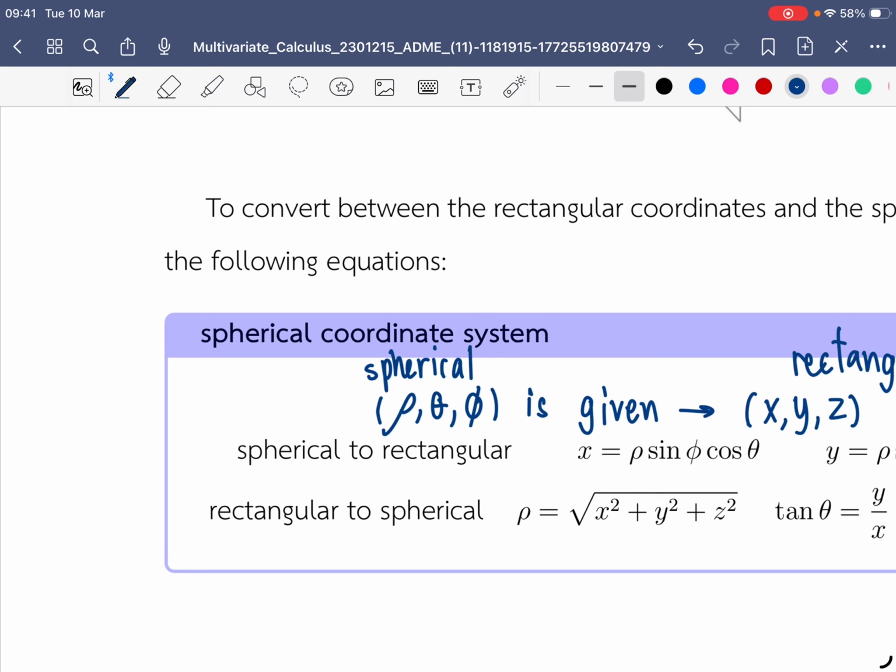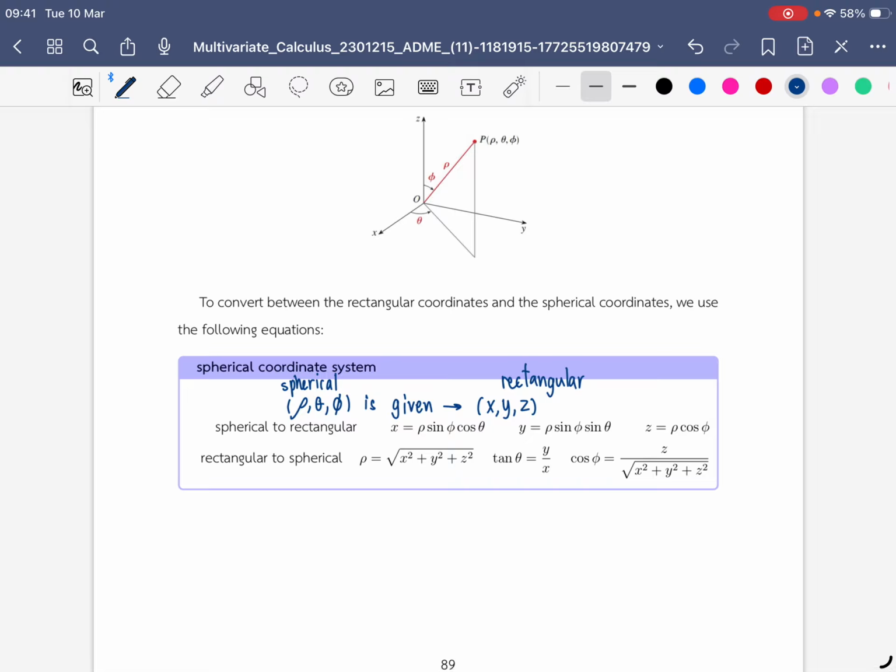Rho cos phi. This comes from Pythagoras. Let me give you an easiest example. For the z, the value here is a measure from the origin to its height. And this one is rho, right? The height here is z. So by Pythagoras, z is adjacent to phi, right? So z is going to be rho cos phi.